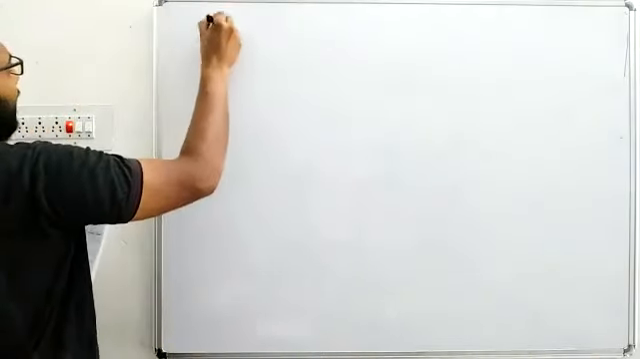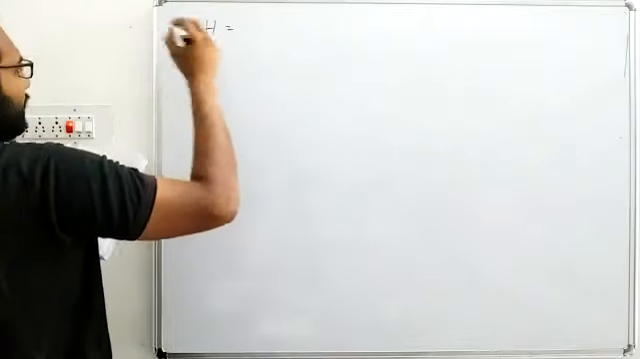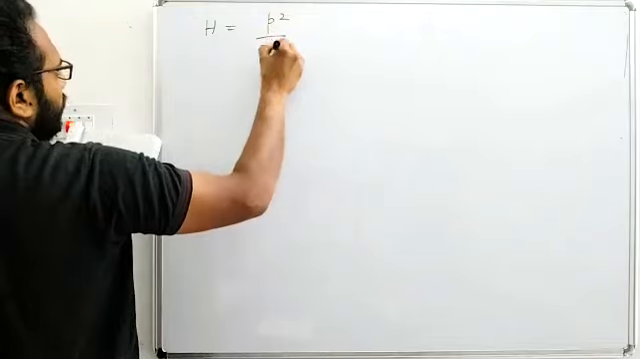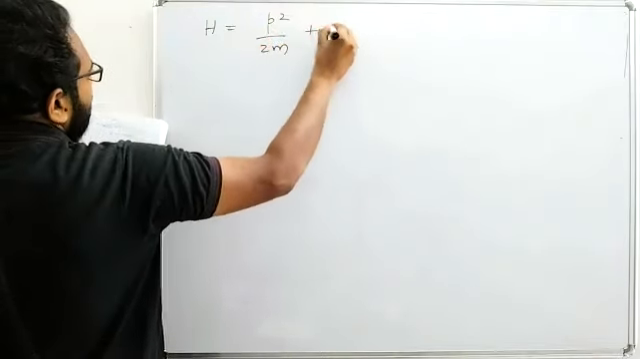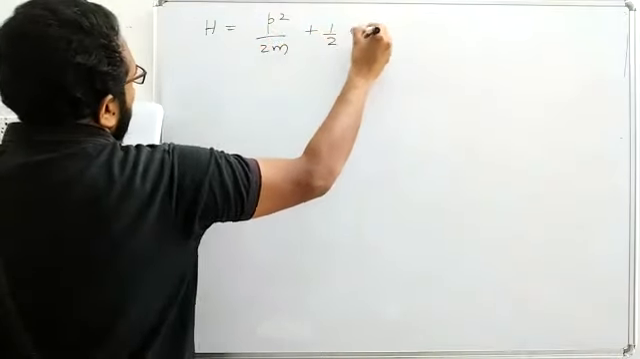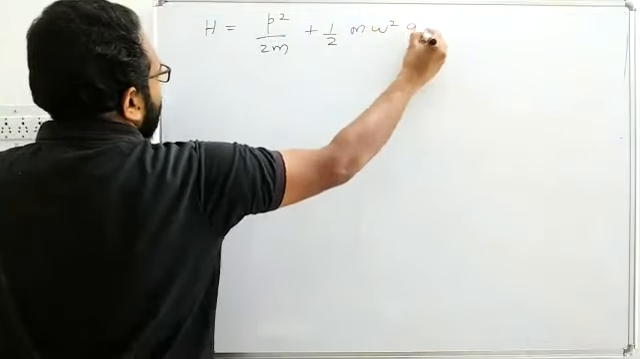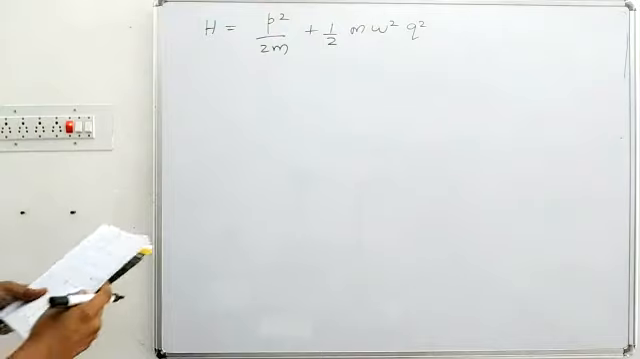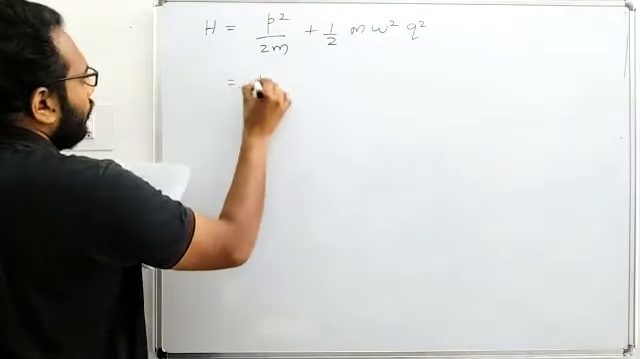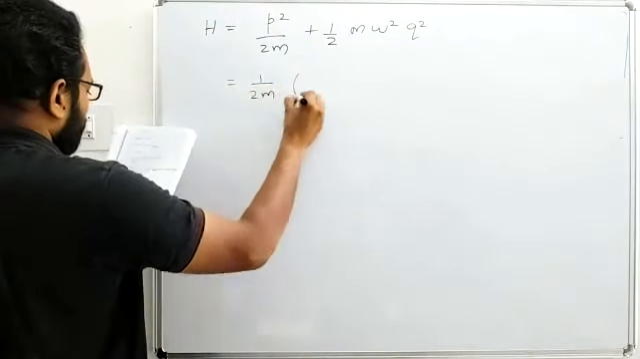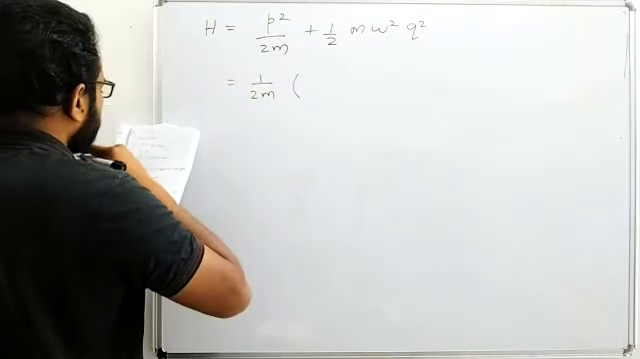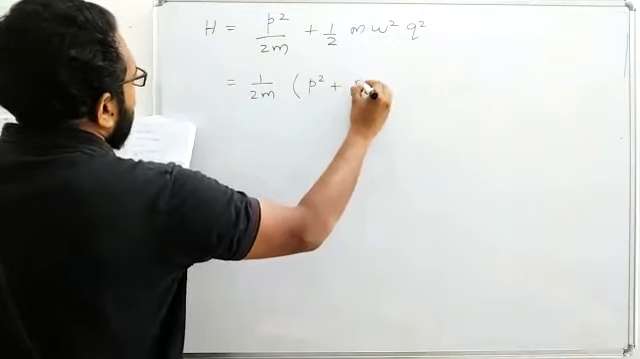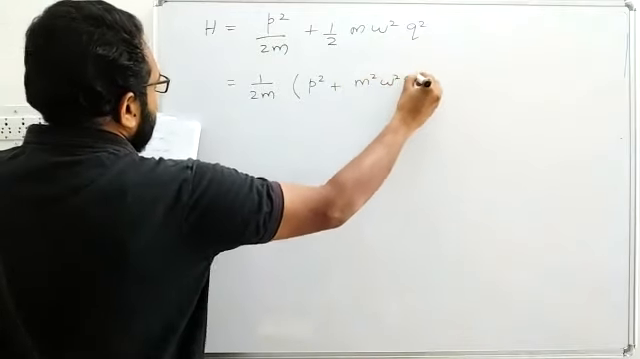Suppose a Hamiltonian H is given. It's given by p square by 2m plus half m omega square q square. What is this? This is a linear harmonic oscillator. Or we can write this as 1 by 2m, p square plus m square omega square q square.